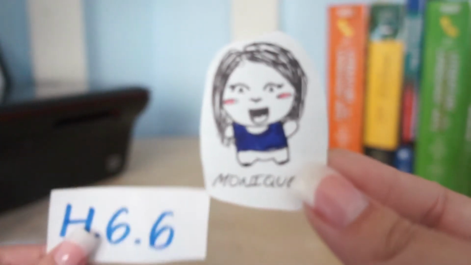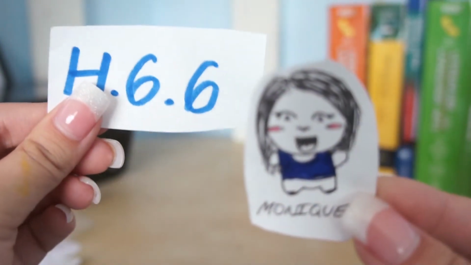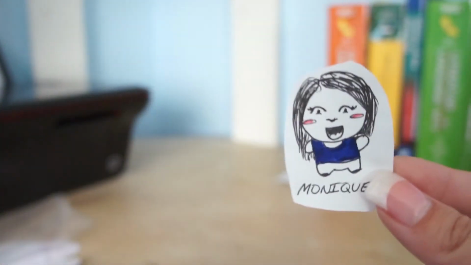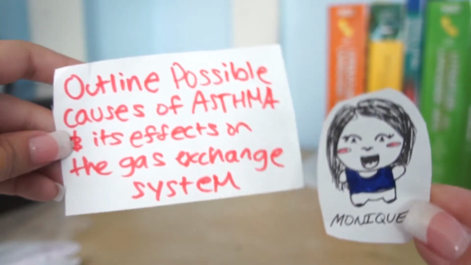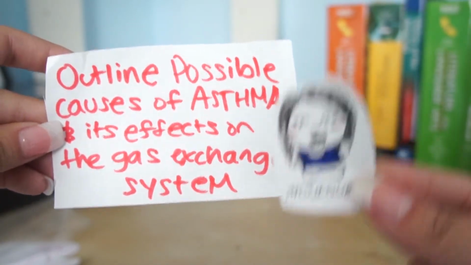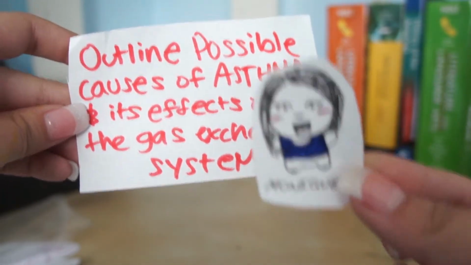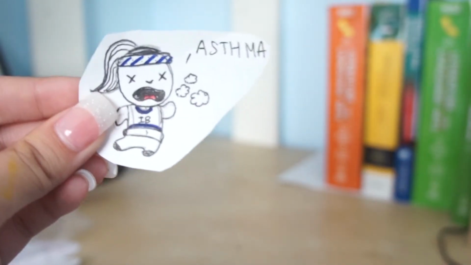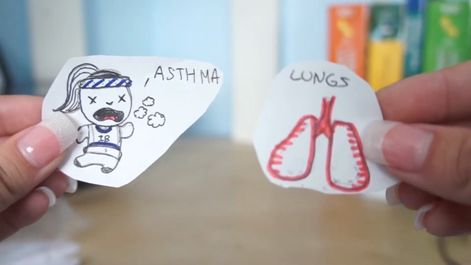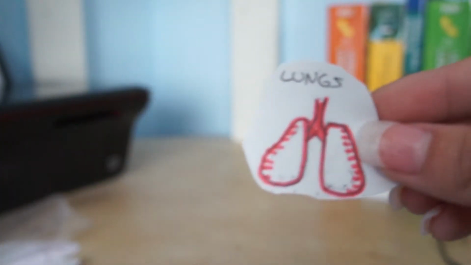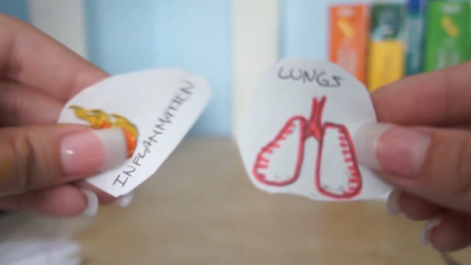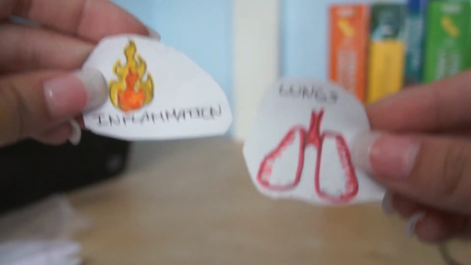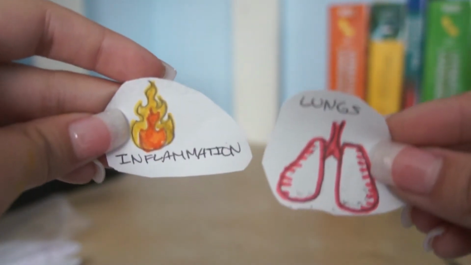Hello, my name's Monique, and today we shall be discussing Chapter H.6.6. In this chapter, we will outline possible causes of asthma and its effects on the gas exchange system. So, first off, what is asthma? Asthma is the chronic inflammation of the airways to the lungs. In the lungs, this inflammation leads to swelling and mucus production, resulting in reduced airflow and bronchospasms.